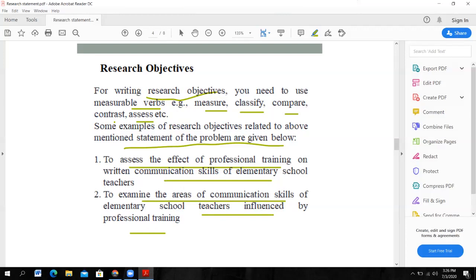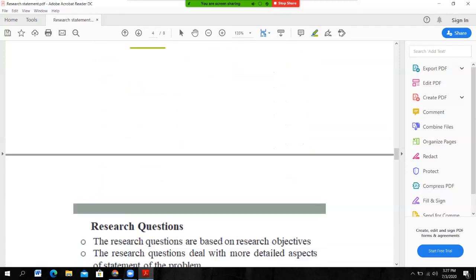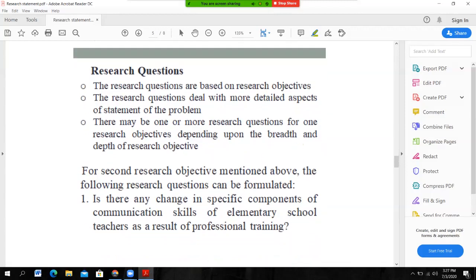So far, it must be essential that the objectives always start from these words: to measure, to find out, to classify, to compare. So research objectives may start from these words. Research question: any question that the researcher wants to investigate is called the research question. The research question is based on the research objective. So the research question is always based on the research objective.